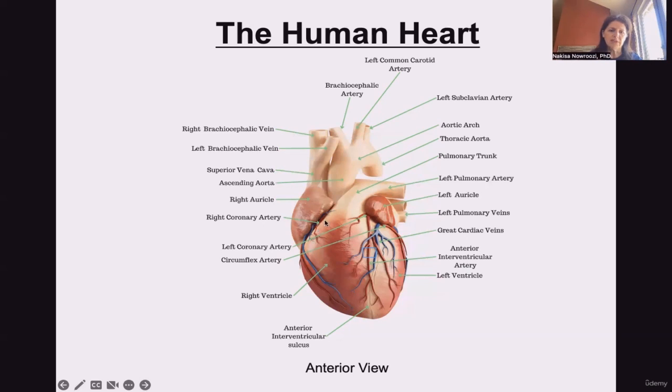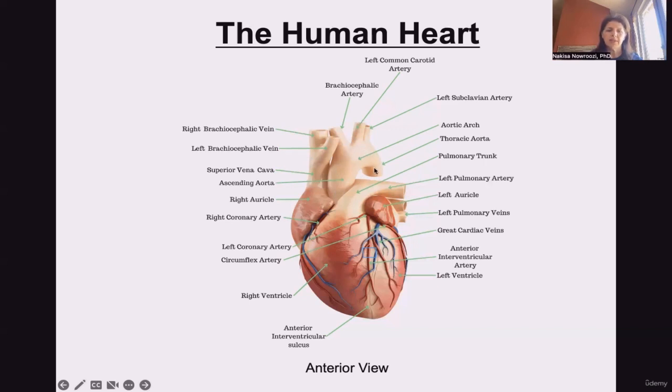This, in red, is called right coronary artery. This little guy here is left coronary artery, which is divided into circumflex artery, which goes this way, and anterior interventricular artery.